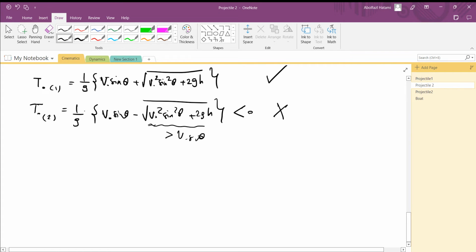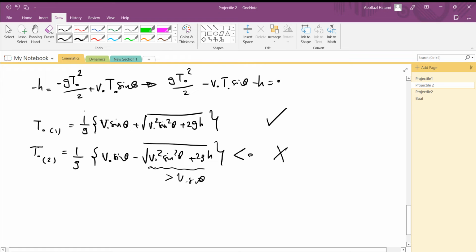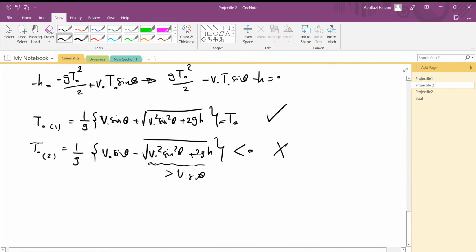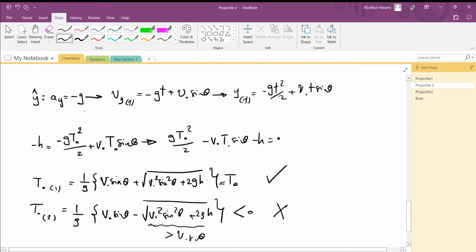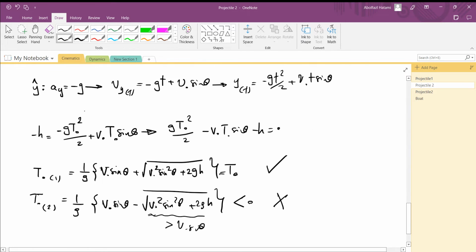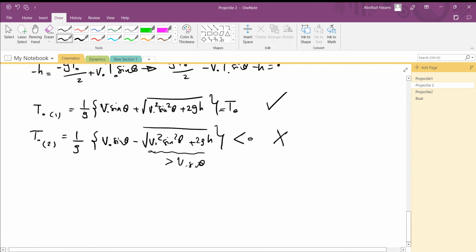So t0 is just something like 1 over g times v0. I don't write it again. This is actually t0. Okay, we understood that our t0 should be constant. Our t0 should be equal to t1, and it should be equal to t2, and so on.